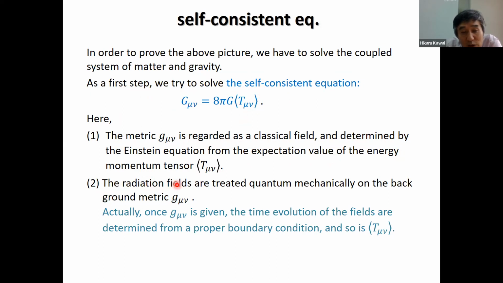And the radiation fields are treated quantum mechanically on the background metric g_μν. So actually, once g_μν is given, the time evolution of the fields is determined from a proper boundary condition. And also we can calculate the expectation value of T_μν. In this sense, we call this the semi-classical approximation. So we treat the radiation fields quantum mechanically, but we treat g_μν as a classical field.